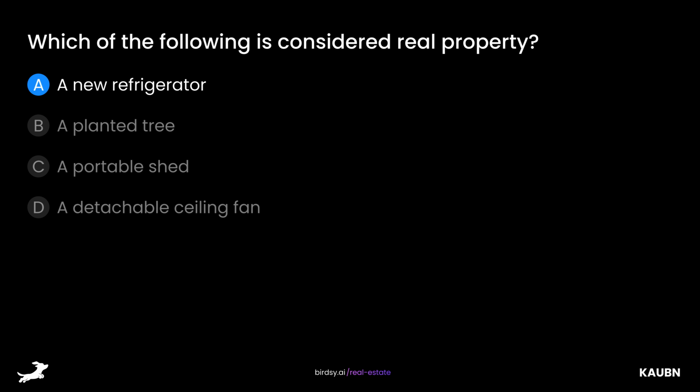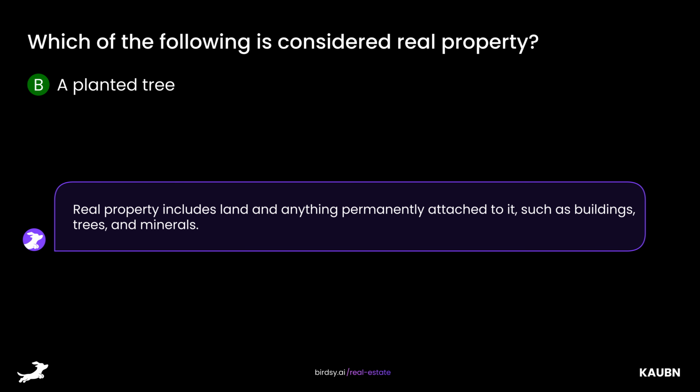Which of the following is considered real property? Is it A, a new refrigerator, B, a planted tree, C, a portable shed, or D, a detachable ceiling fan? The answer is B, a planted tree. Real property includes land and anything permanently attached to it, such as buildings, trees, and minerals.